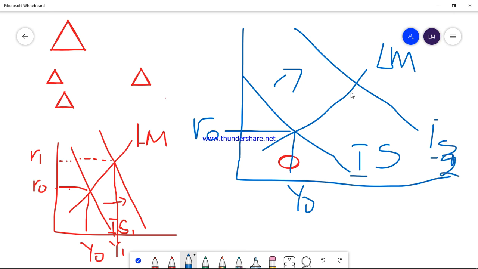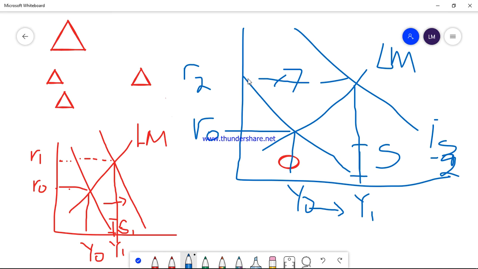Okay, and if that is true, then the level of income must also increase from Y0 to another level, because there is now an increase in demand arising from more money that people are having. Okay, and as a response, we then expect interest rates to increase to that level.